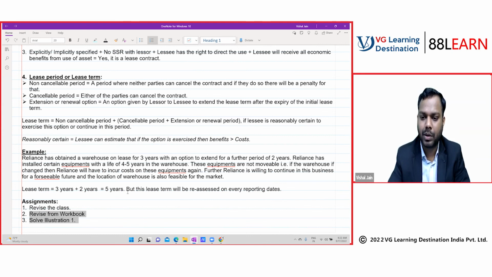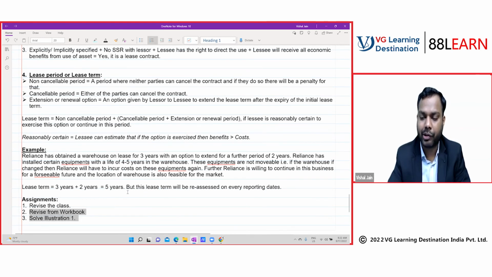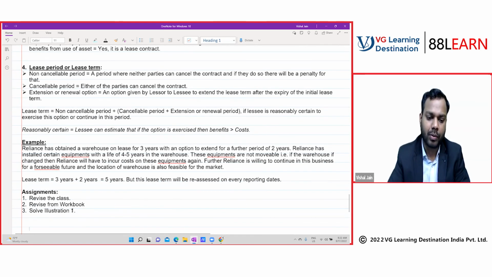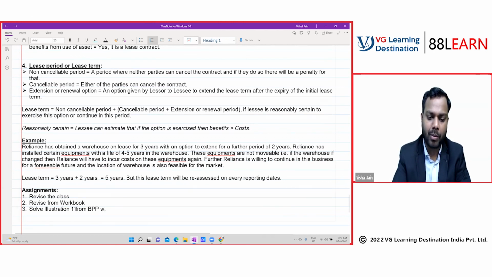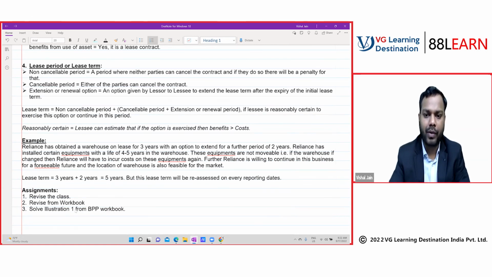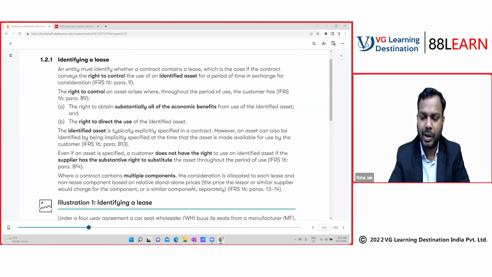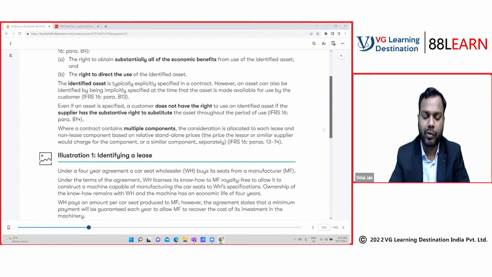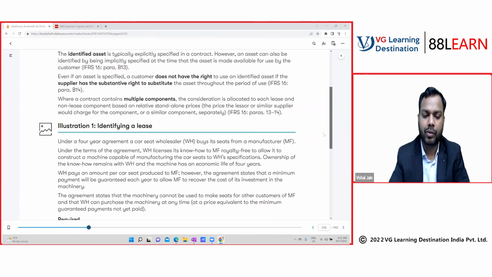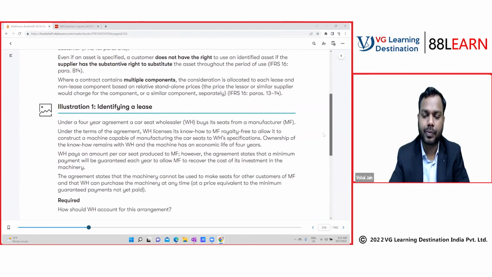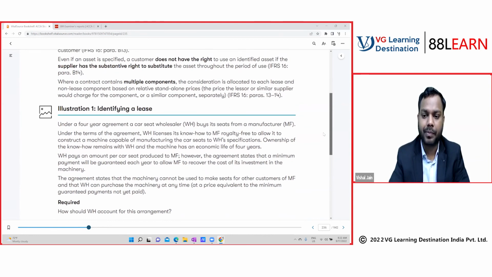Guys, class notes, I'll send right away now, but you have to revise from the workbook as well, and solve illustration one from your BPP workbook. If anyone has not taken the screenshot, please do it now. Please take a screenshot of the notes and the question. These are the notes which you have to read. This is the question which you have to solve. I hope it is done.